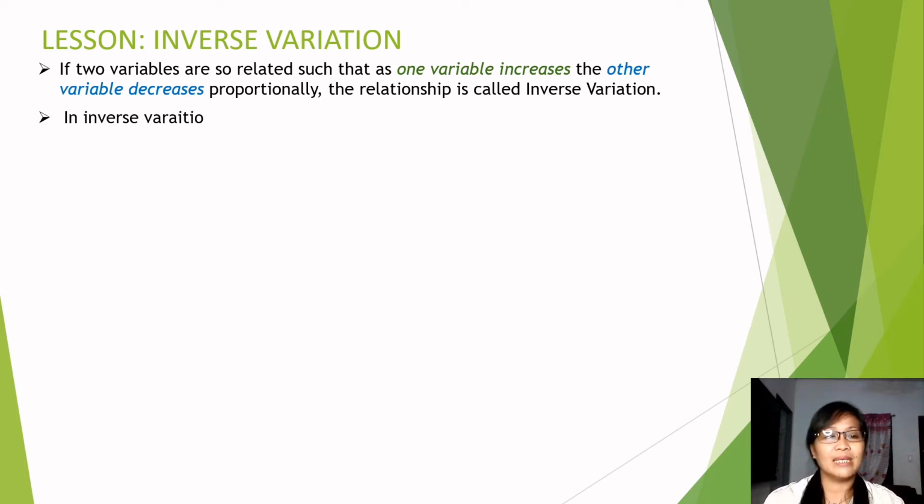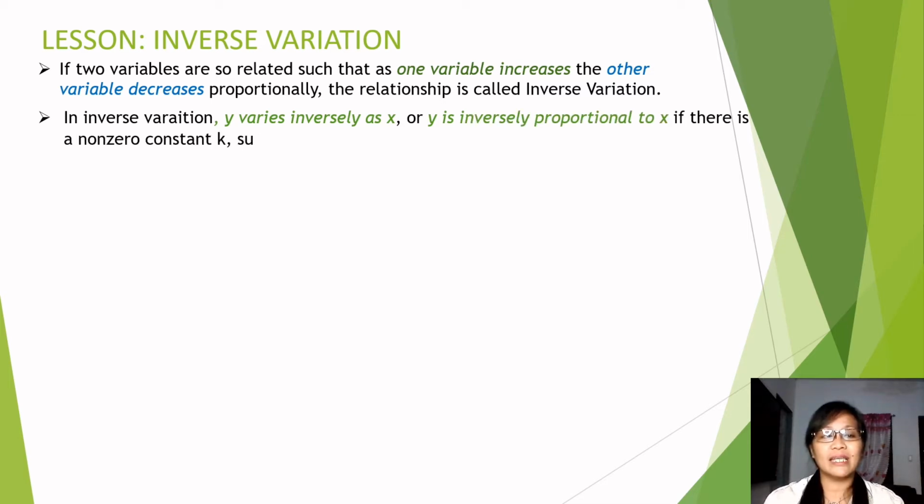Next, in inverse variation, y varies inversely as x and y is inversely proportional to x, if there is a non-zero constant k such that y is equal to k over x or k is equal to xy, where k is the constant of variation. Meaning to say, ang k dapat natin ay hindi 0.